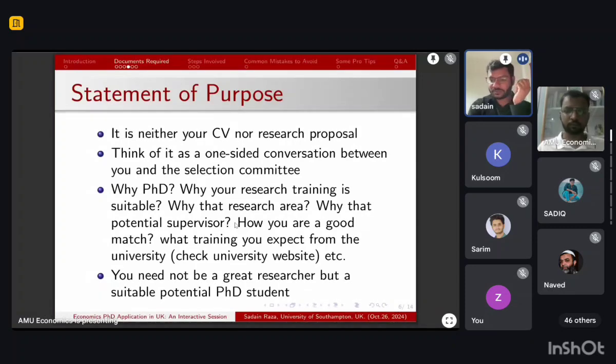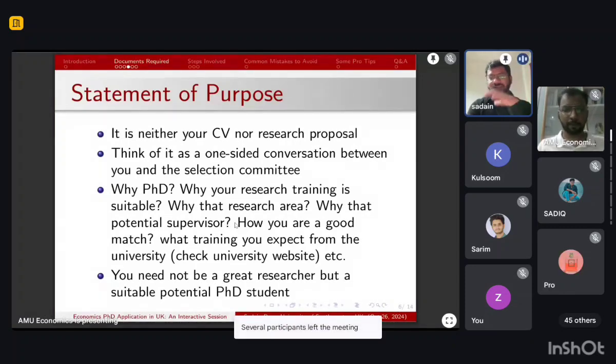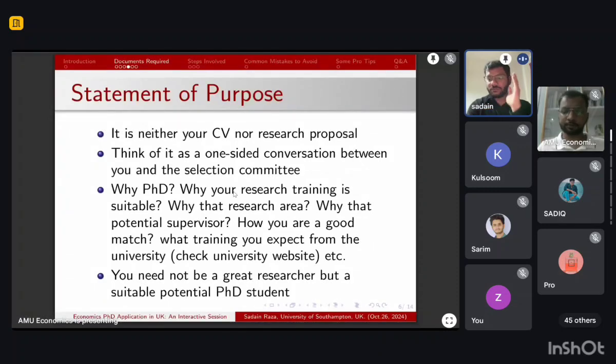In a statement of purpose, it is neither your CV nor your research proposal. What I mean by that is, if in your statement of purpose you write all your training, that I have been trained in this and this, that is there in your CV. If you write too much detail about your research proposal, it is there in your research proposal. So the statement of purpose should be a balance of your previous training and the topic in which you are interested to do research.